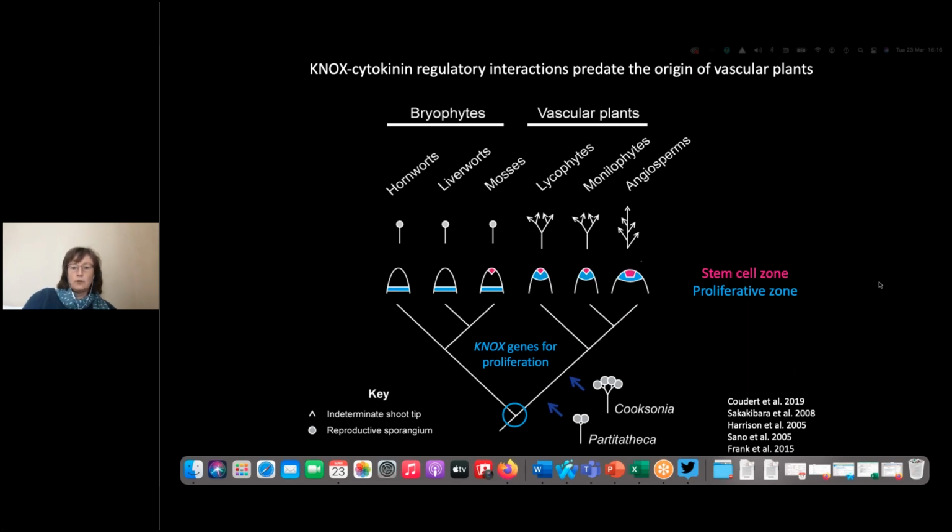So we can use the moss model to explore how developmental transitions occurring in the origin of and radiation of vascular plants arose during evolution, and take an exciting peek through a window into the past using these developmental and genetic approaches. Next slide, please.